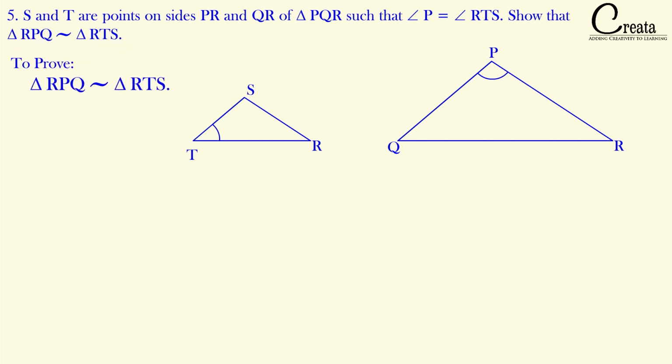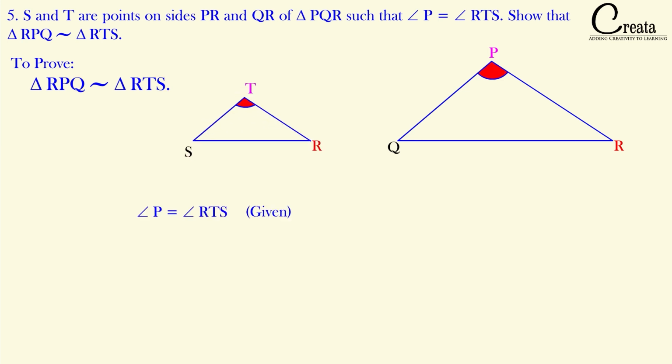Here we have to prove triangle RPQ as similar to triangle RTS. Let's match the sequence of the corresponding angles. R should match with R, P should match with T and Q should match with S. So we have flipped the triangle to match the vertices.